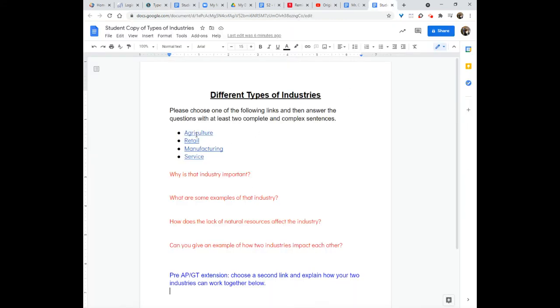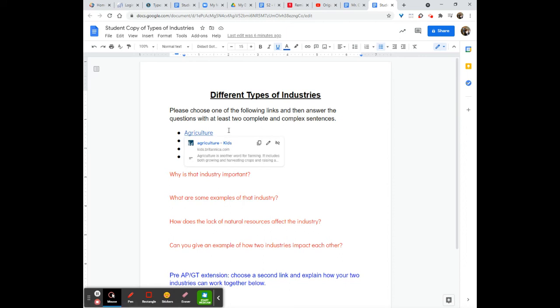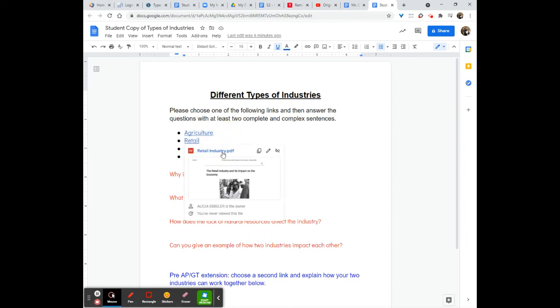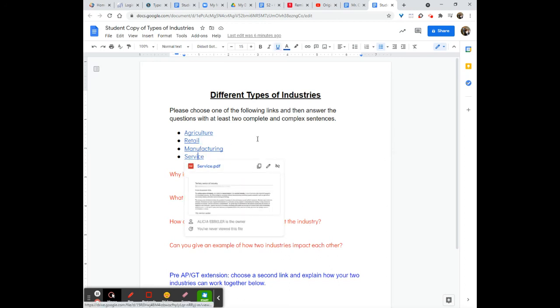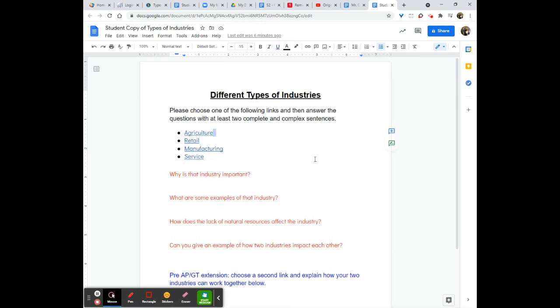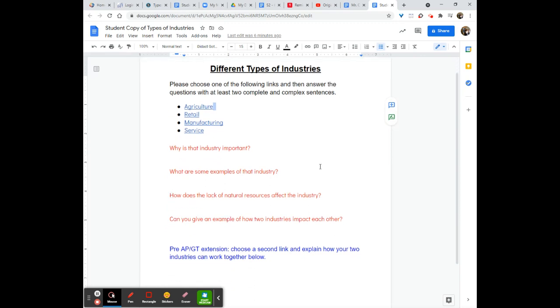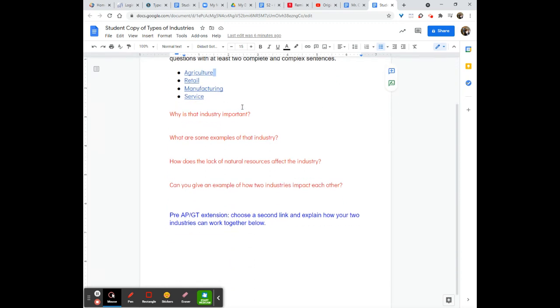You're going to click on one of these links. You can go to look up agriculture, retail, manufacturing, or the service industry. You are simply going to choose one of these, whichever one looks interesting to you. Take a few minutes to read over it. Remember, if you need to break down that reading into smaller chunks, take a moment to absorb it and move on. And then you're going to answer these 4 questions, all right?